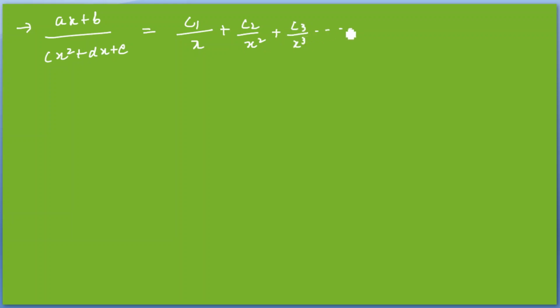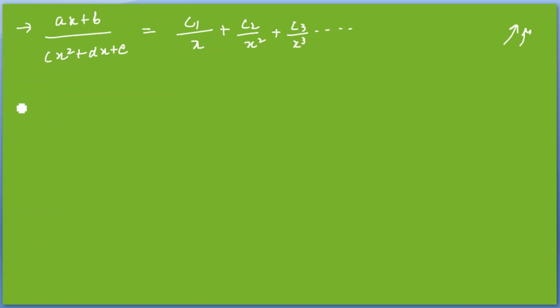Okay. So up to now what we have seen is that we can express (ax + b) upon (cx² + dx + e) in the form of c1 upon x plus c2 upon x² plus c3 upon x³. If you don't understand it, you can watch my previous video where I have discussed it. Now as we can see, it is linear divided by quadratic.